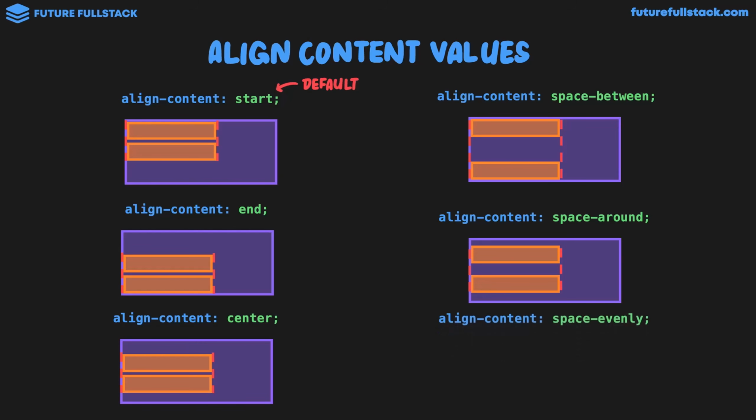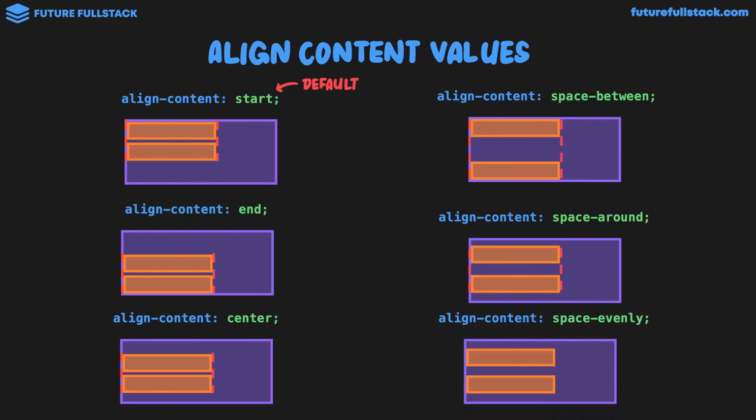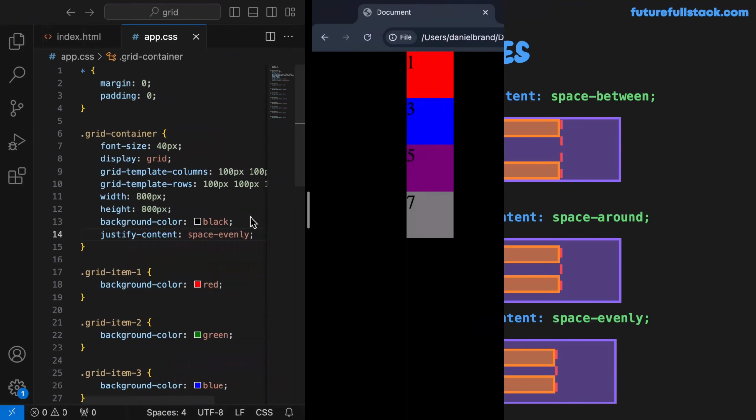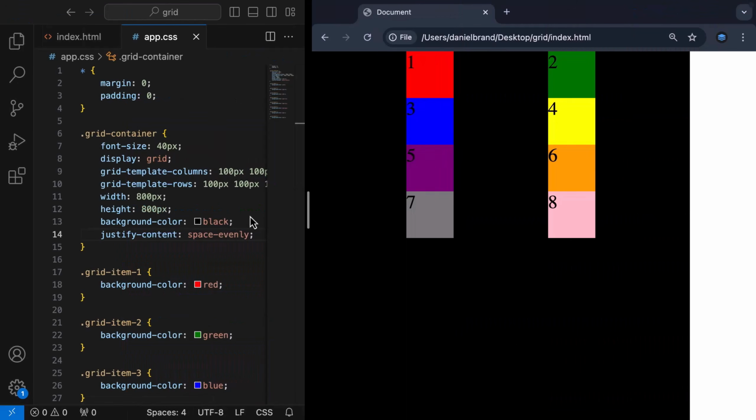The final value is space evenly, which creates even space between our grid rows and the top and bottom edges of the grid container. So let's go play around with these inside VS Code. Alright, so I'm back in the file we were just working on earlier. I'm going to comment out the justify content property and refresh.